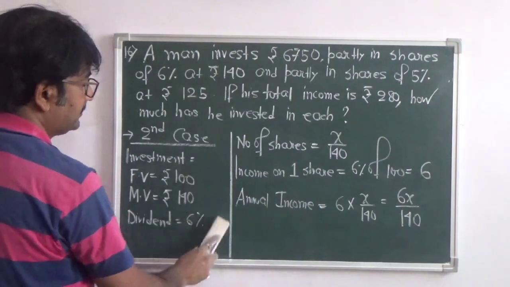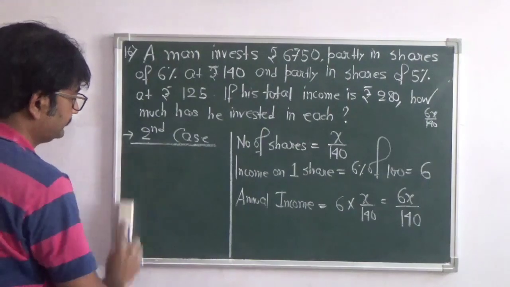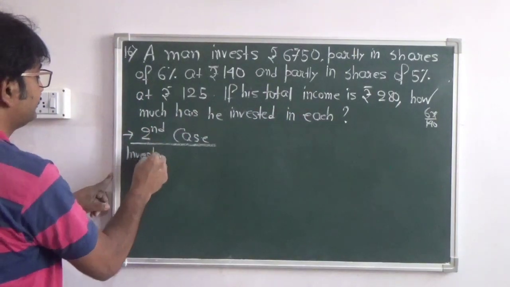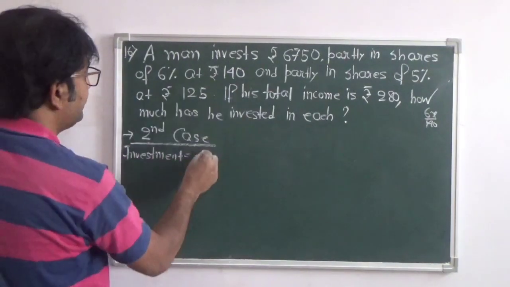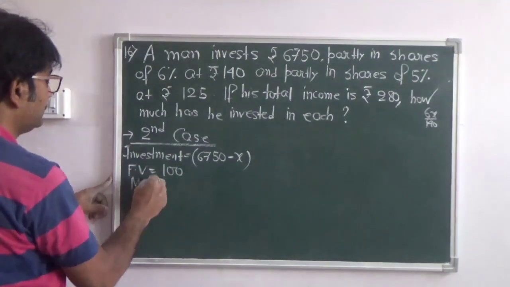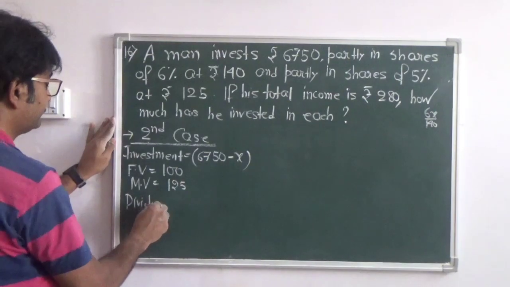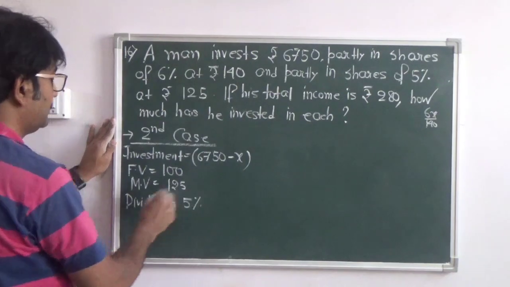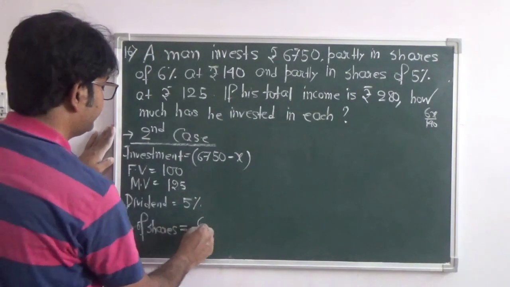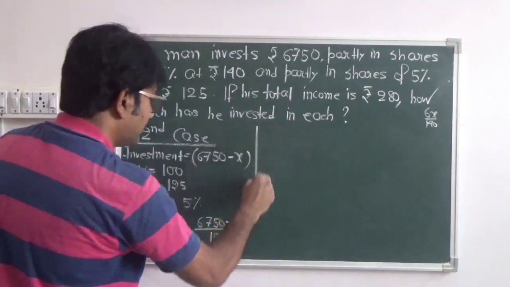The investment here, I note down 6x by 140 is the income. So here, second case, investment 6750 minus x, face value 100. Market value, 5% at rupees 125. Dividend 5%. Then number of shares is the investment divided by the market value 125. So you got the number of shares.